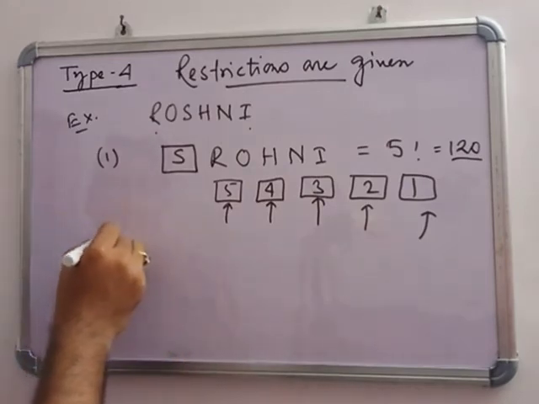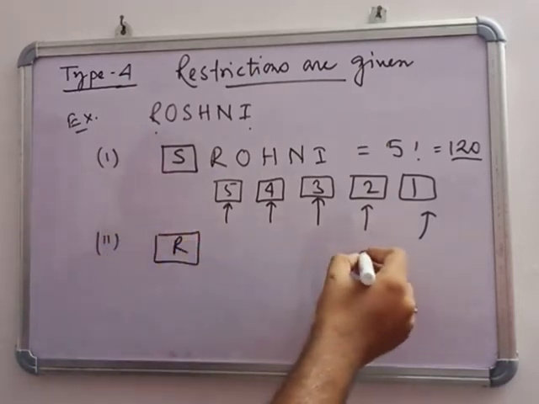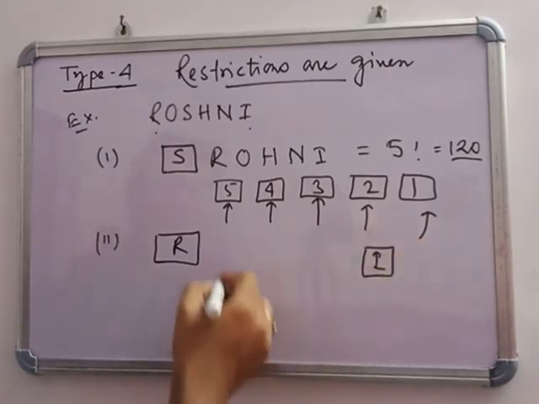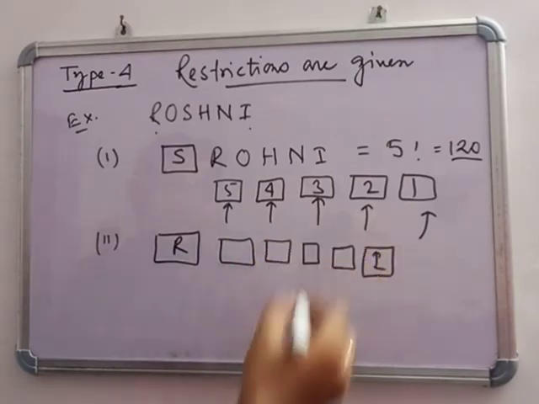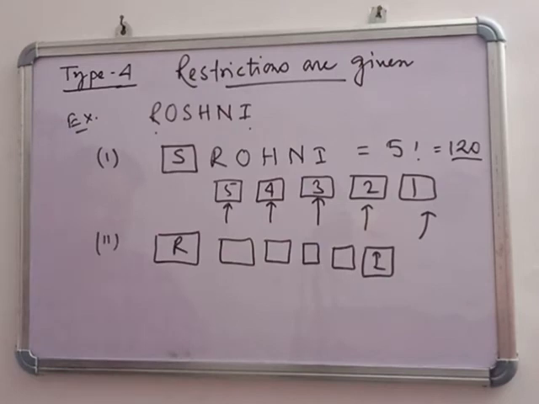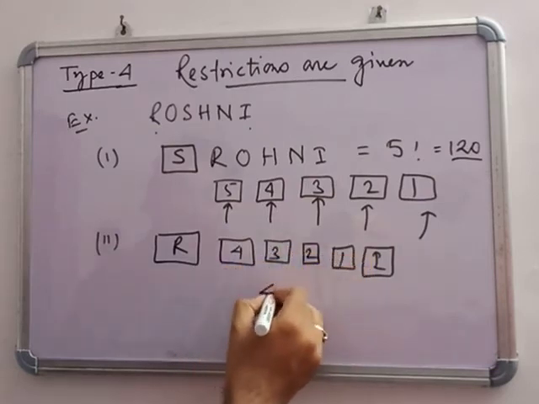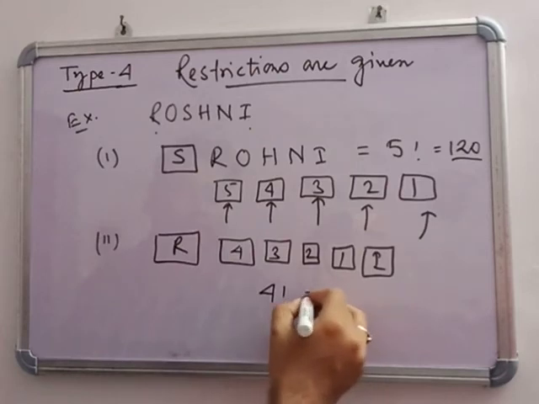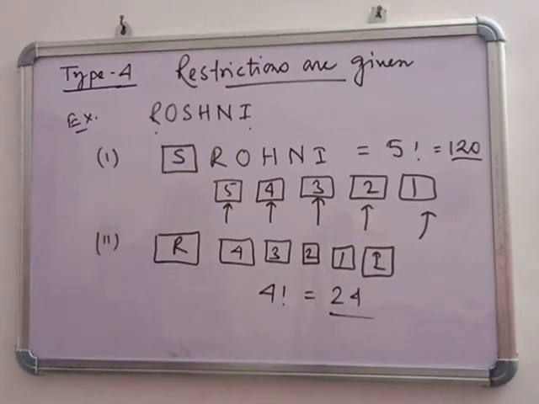Now in number 2, if the first one is fixed as R and the last one is fixed as I, how many combinations are there? In the gap, 4 boxes will be there. Any letter can be jumbled here, but R and I are fixed. That means 4, 3, 2, 1, which is 4 factorial, 4 into 3 into 2 into 1, that means 24. There are 24 possible ways if you fix R and I in the first and last position.